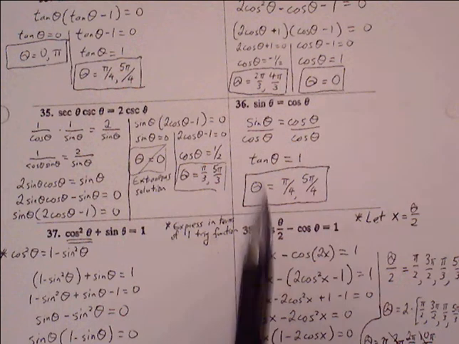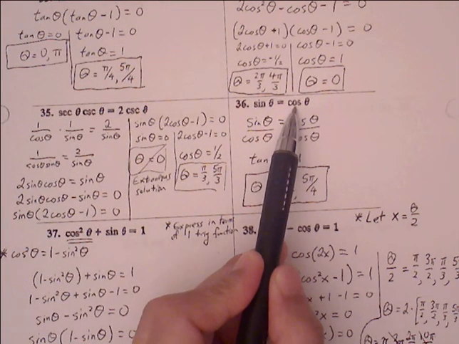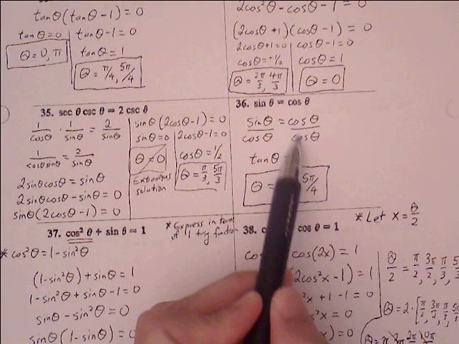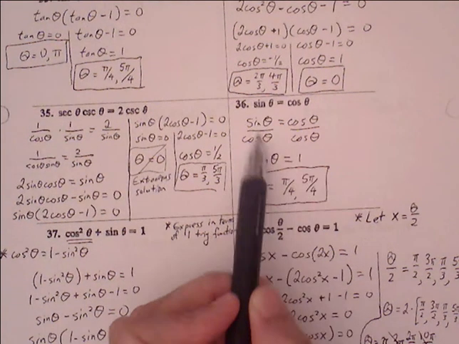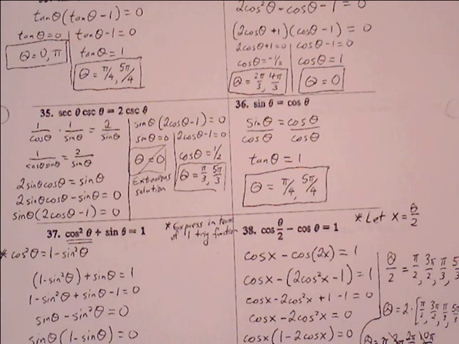36. Sine is equal to cosine. Whenever we see these types of problems, we can convert this to be in terms of tangent. So if I divide both sides by cosine, I get sine over cosine equals cosine over cosine. Cosine over cosine is 1. Sine over cosine is tangent. Tangent is equal to 1 in the first and the third quadrant, so pi over 4 and 5 pi over 4.